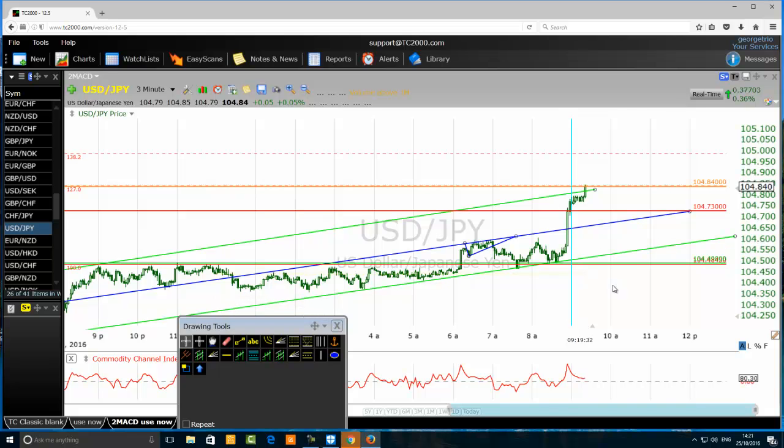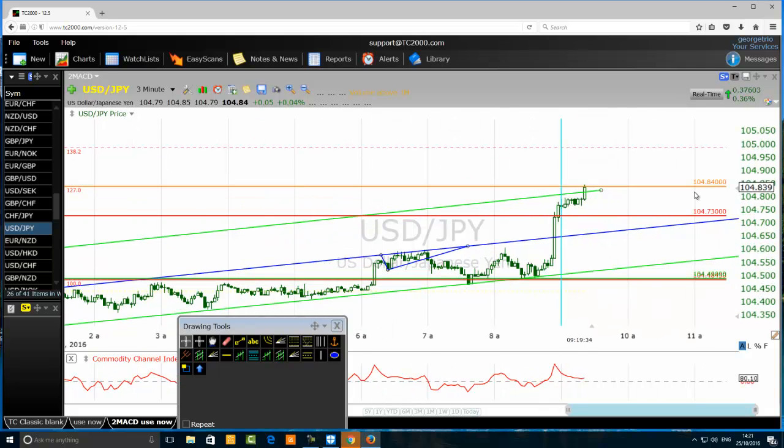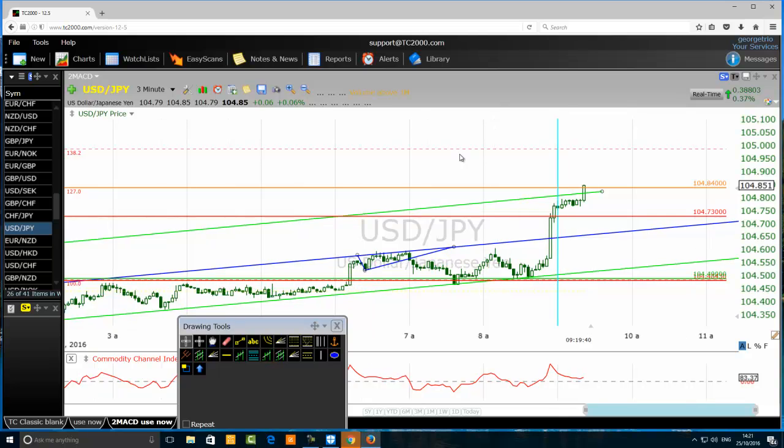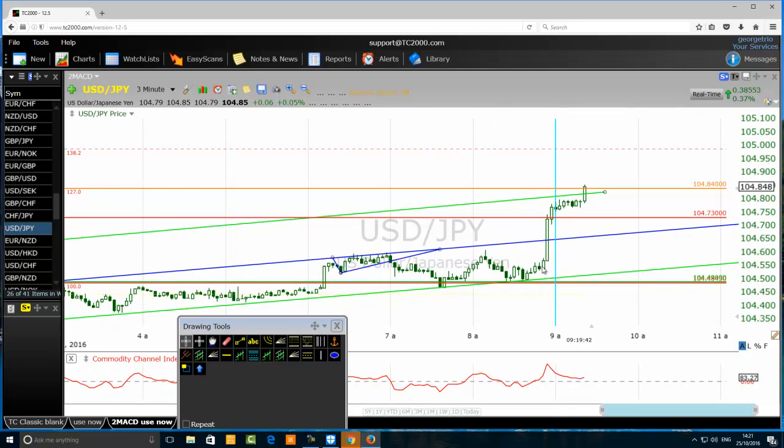Okay, traders, here we are. The price has reached the ultimate target at 10484 and is pushing it more. As you can see, that's what we are talking about, running fast during the last leg of the price move.